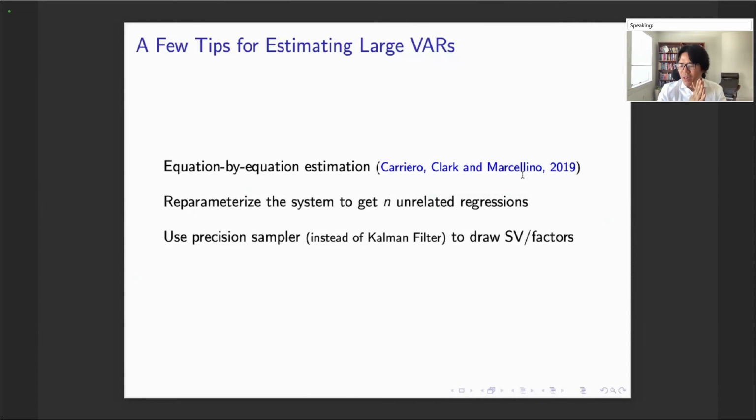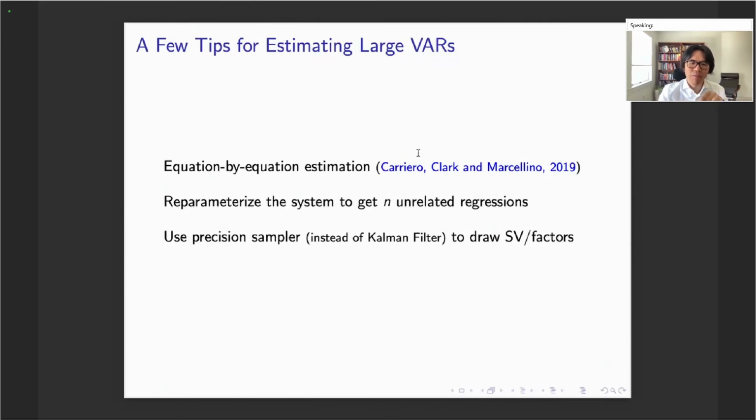So I have another 8-10 minutes. I would like to share with you some of my experience in estimating these high dimensional models, some of the discoveries I have. I summarize this into 3 different things. One is that equation by equation estimation is very important, which I learned from this paper, Carriero and co-authors. It's one of these divide and conquer algorithms.